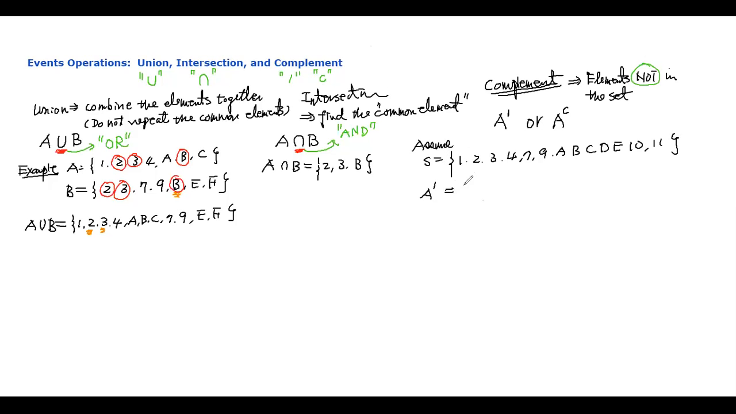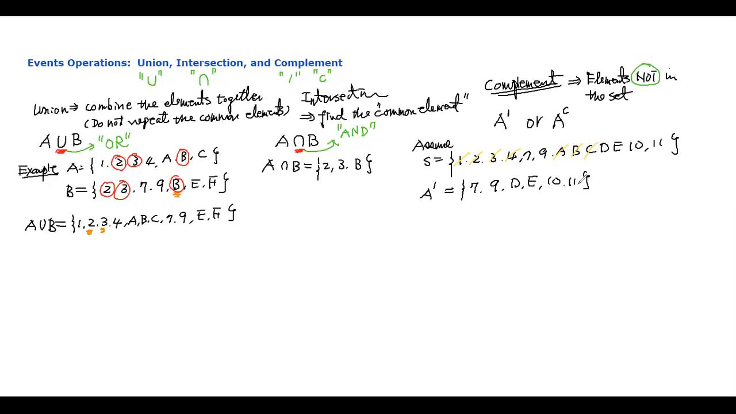The A complement here will be, so A is 1, 2, 3, 4, and A, B, C. So I cancel 1, 2, 3, 4 and A, B, C, because those are the values in A. The A complement will be the remaining: 7, 9, D, E, and 10 and 11. Okay, so these are the three operations. They're very easy operations: union, intersection, and complement.